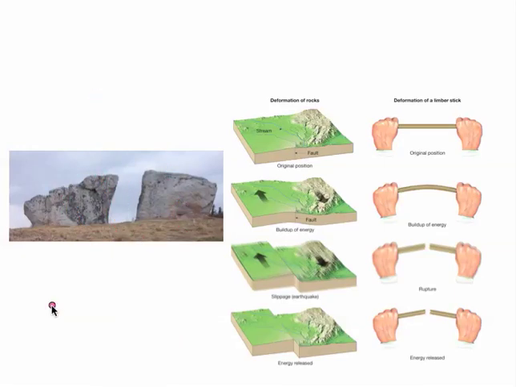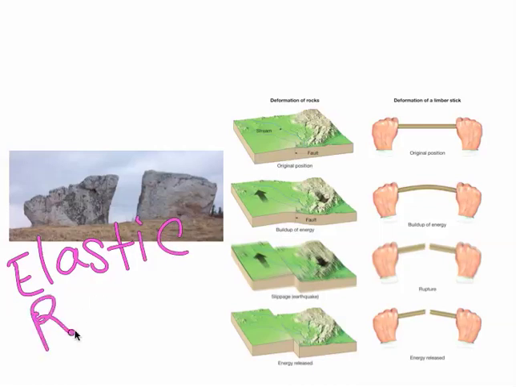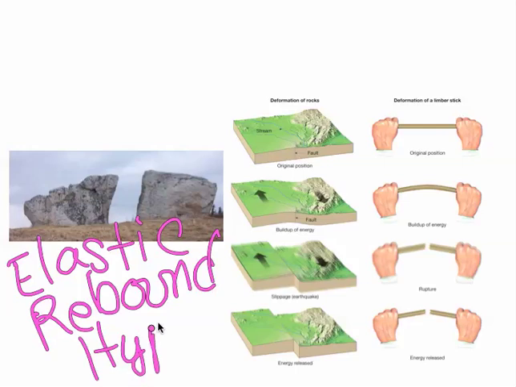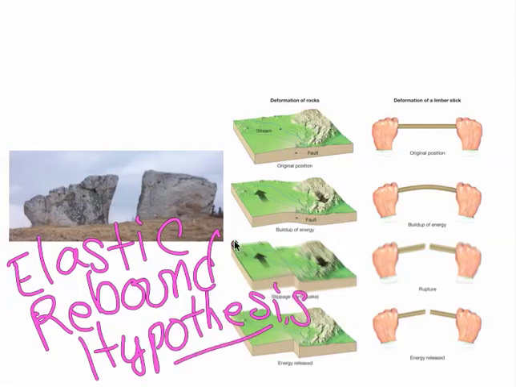Again, this was called the elastic rebound hypothesis. We can remember this hypothesis by thinking of elastic like a rubber band and rebound kind of like a basketball. So when you throw a basketball at the backboard, it rebounds and it comes back at you. So similar to here, we've built up that energy, it's hitting, and then it's rebounding and returning back to a normal state. So elastic rebound hypothesis. Thanks.